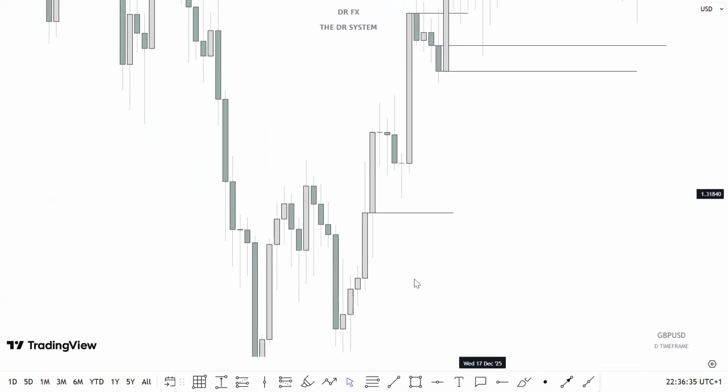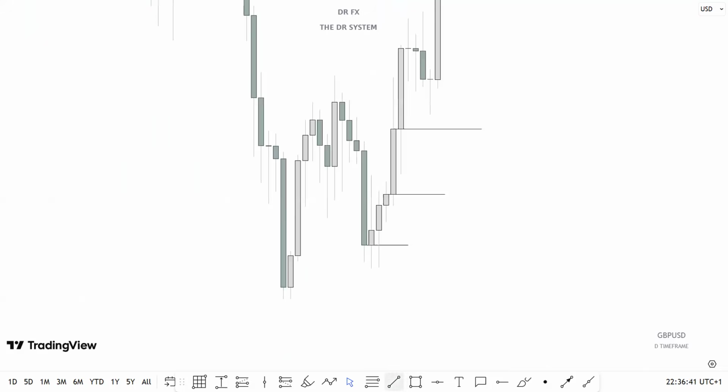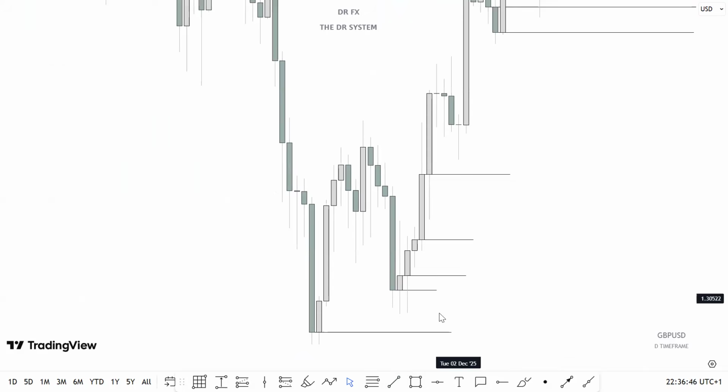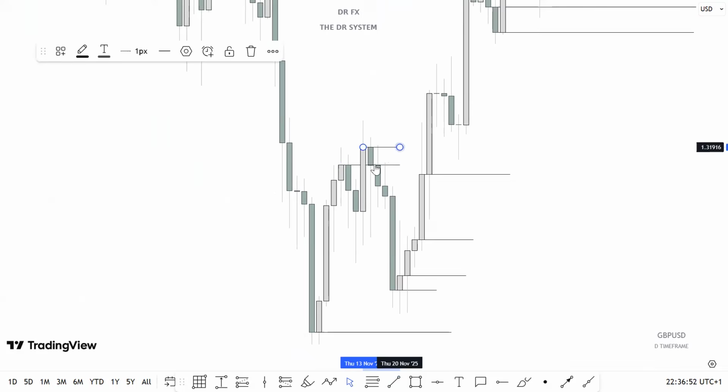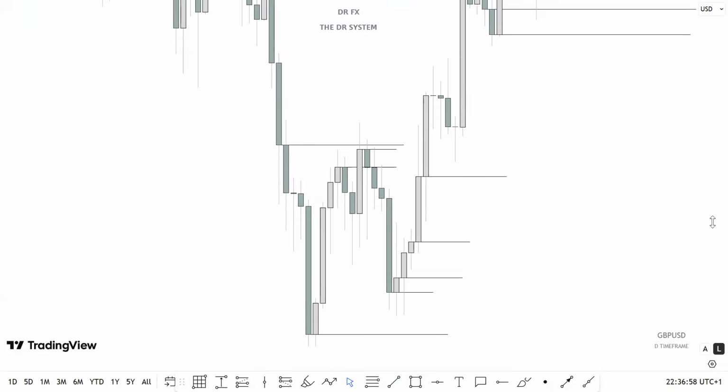This one has not been used yet. This one has not been used yet. But this one has been used, right? But then the OCL here has not been used yet. This one has not been used yet. This support, this resistance here has been used. So the market is not going to use it anymore. This QM right here has been used, right? So the market is not going to use it anymore. This OCL here has been used. The market is not going to use it anymore.